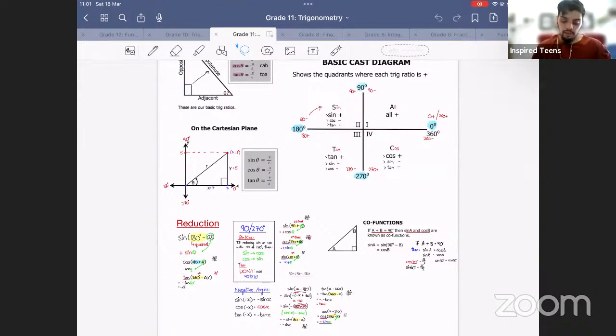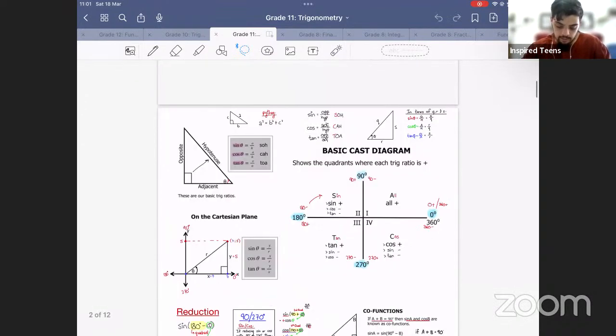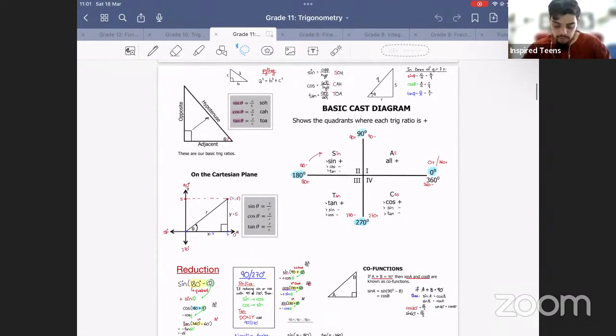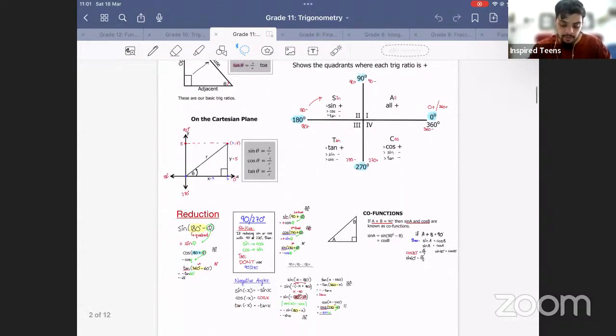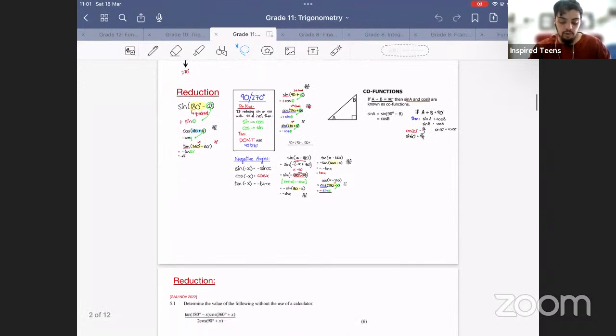Okay, so last week we started trigonometry, where we did hypotenuse, basics of sine and that, and then we did basics of the CAST diagram, the Cartesian plane, and then we moved on to reduction questions. We did some reduction questions. We learned about co-functions, and we did negative angles. I think we did all the examples for reductions.